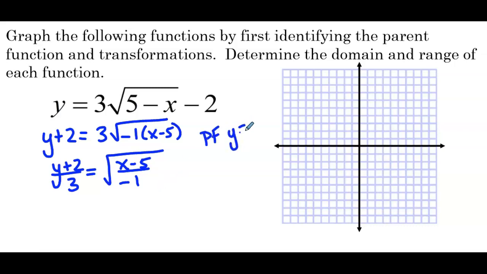So our parent function is y equals the square root of x. We have a scale factor of -1, 3. So vertical stretch by a factor of 3, and we're reflecting it over the y-axis since we're negating the x. We're going to follow that up with a translation of 5, -2.